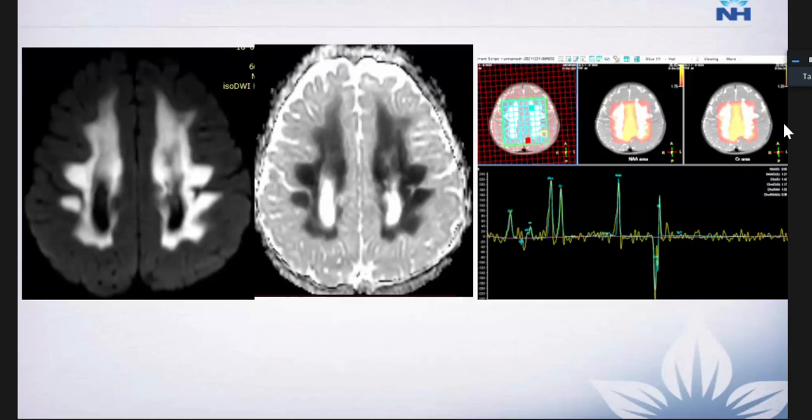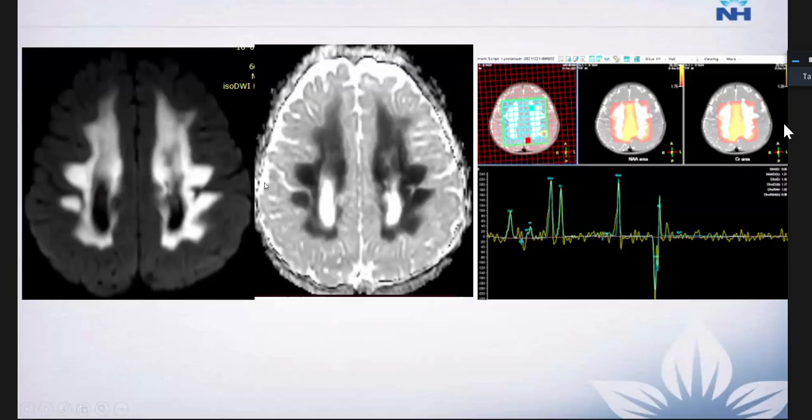Mitochondrial being one of the things, and other things are the organic acidurias or urea cycle disorders in the acute phase. Sometimes MLD can show restricted diffusion. Krabbe's also can show restricted diffusion. So there are certain disorders which can show restricted diffusion in acute settings. So you should be aware about that finding.